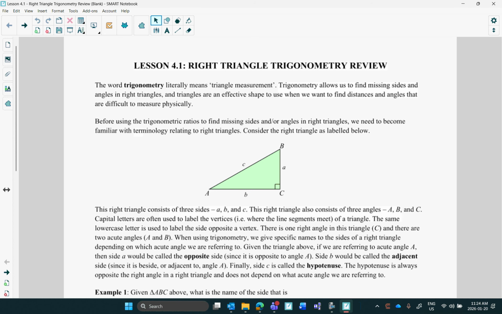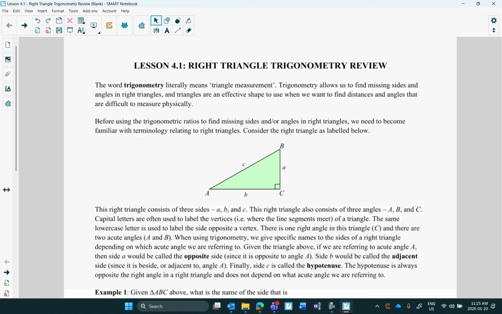So how much do you remember about trigonometry? Anything? Go on. And the long adjacent. What? Hypotenuse? What's the name of the other side? Opposite. Okay. And yes, the short forms for the three trig ratios we learned were sin, cos, and tan. And then the long forms are sine, cosine, and tangent.